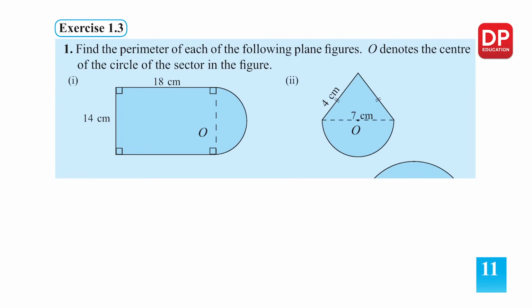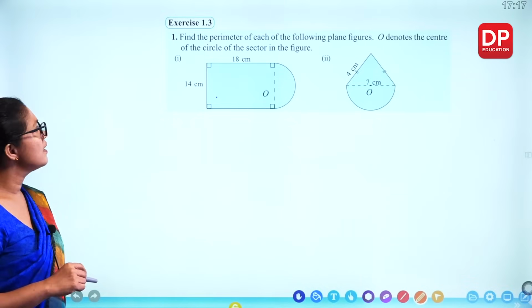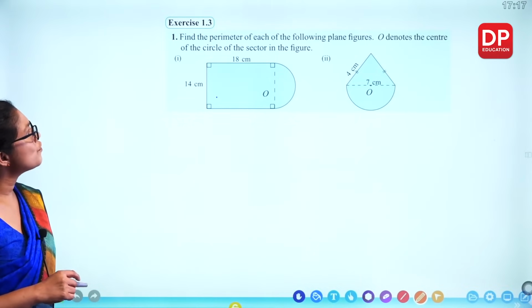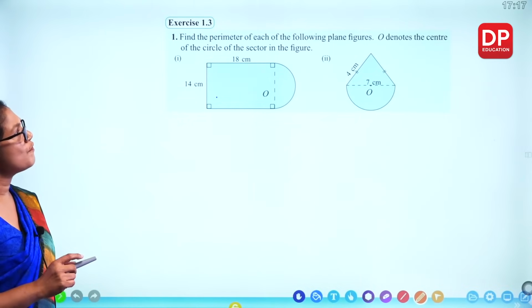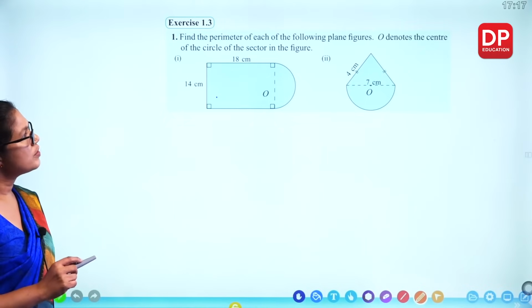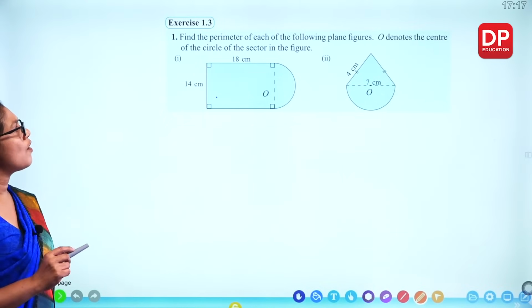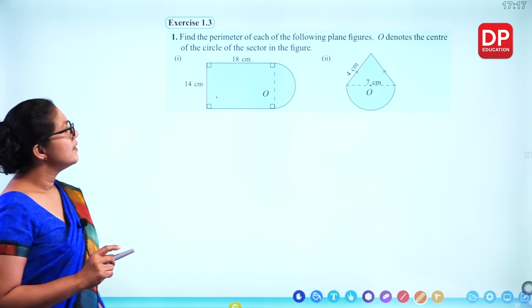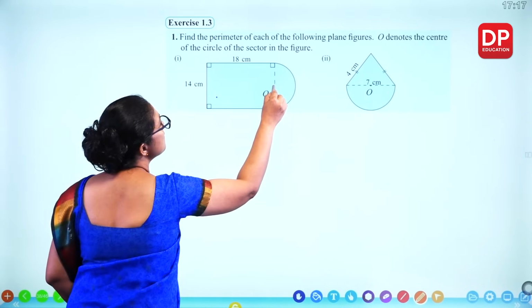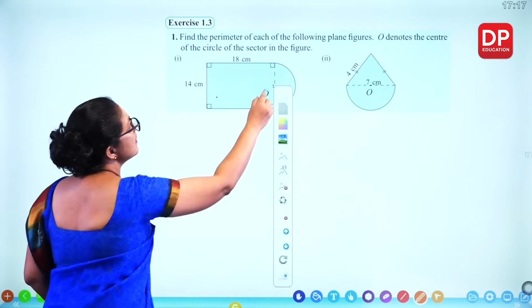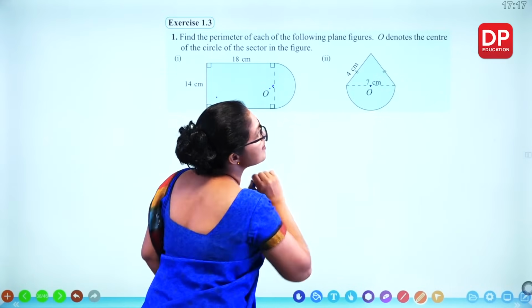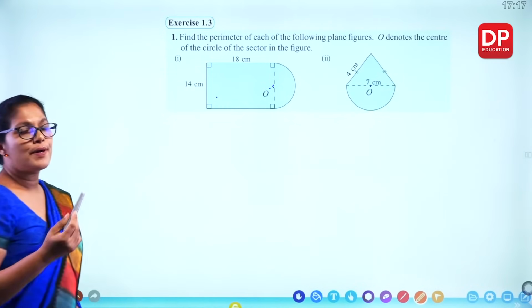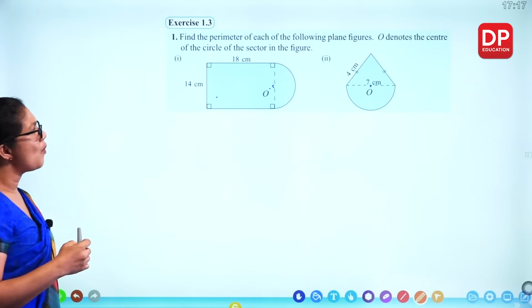Centimeters. Now we'll look at exercise 1.3 in your textbook. In the first question, they asked to find the perimeter of each of the following plane figures. O denotes the center of the circle of the sector in the figure. So here this is the center in this figure, and here this is the center. So you are asked to find the perimeter. So we'll see how we can find it.